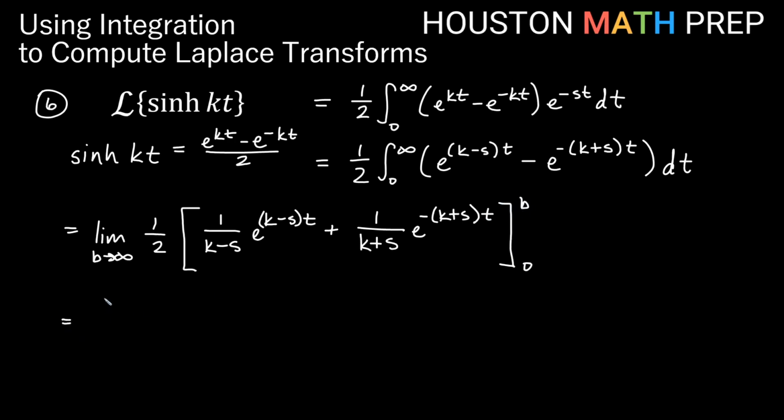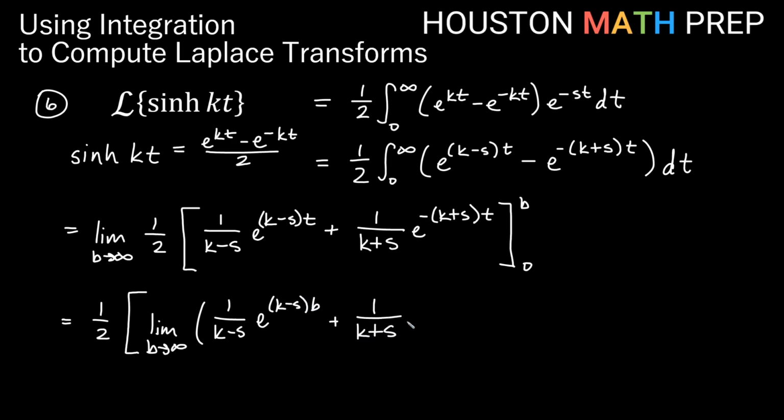I'll bump my 1/2 out as well. So 1/2 times my limit as b approaches infinity. If I plug in b for t, then we'll have 1 over k minus s e to the k minus s b, plus 1 over k plus s e to the negative k plus s b. And then plugging in 0, think about it, we'll get e to the 0 for each of these. So each of these becomes 1 for the exponential. So here we'll just get 1 over k minus s, and we'll get 1 over k plus s for the second one.